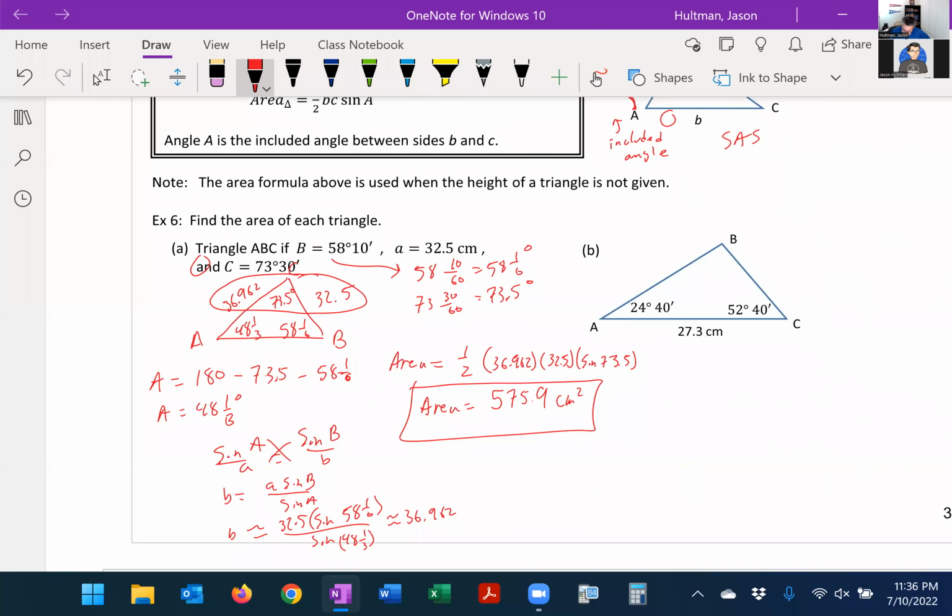Okay, let's do the last example here, B. Okay, again, we have an angle, a side, an angle. I'd like to get another side. I'd maybe like to get side C here.